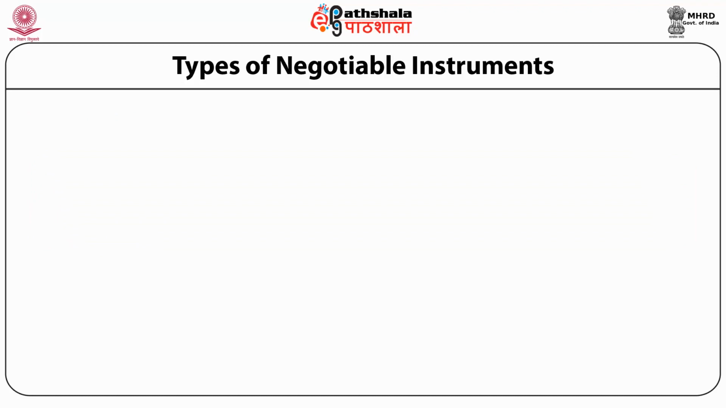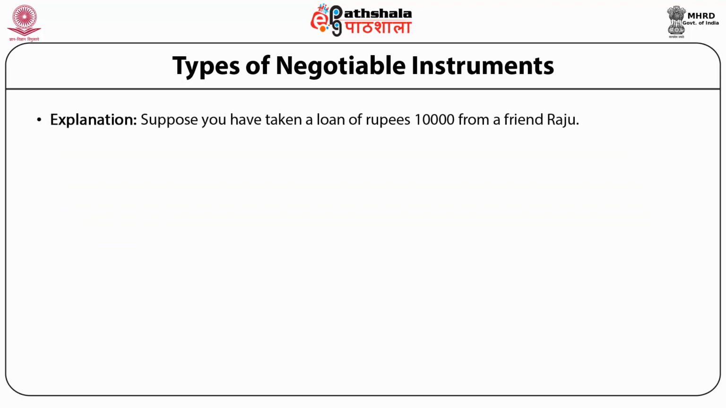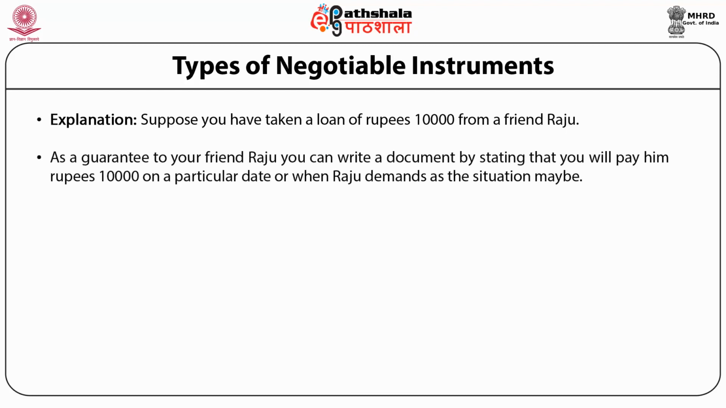To understand this, we can take up an example for explanation. Suppose you have taken a loan of rupees 10,000 from a friend, Raju. As a guarantee to your friend Raju, you can write a document stating that you will pay him rupees 10,000 on a particular date or when Raju demands, as the situation may be.